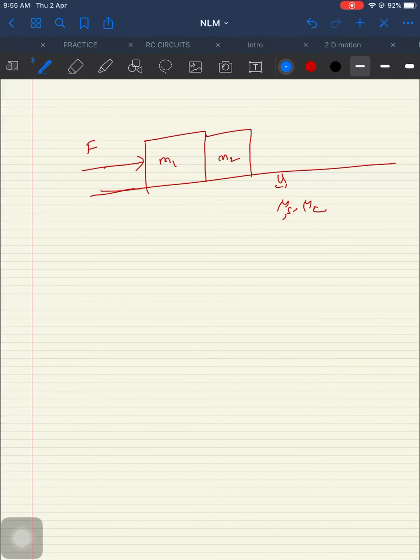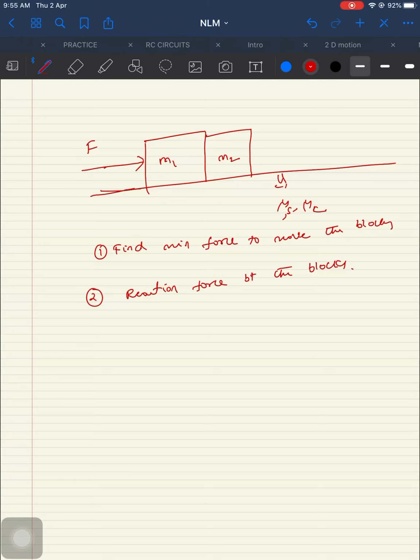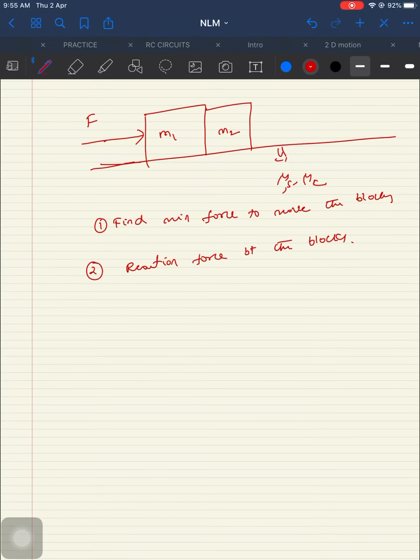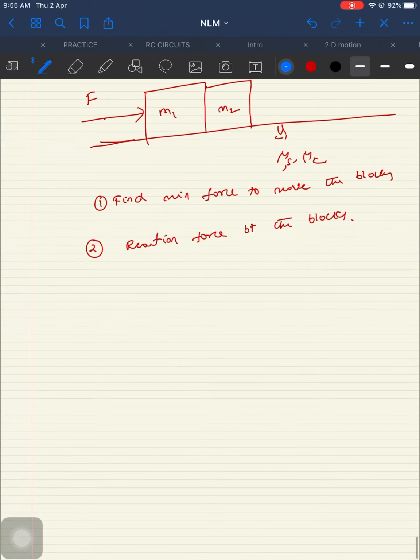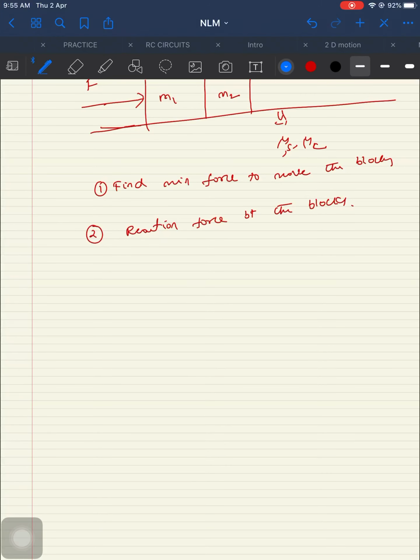So what is the minimum force? Find the minimum force to move the blocks, and the next question is the reaction force between the blocks. So first let's see the minimum force required.